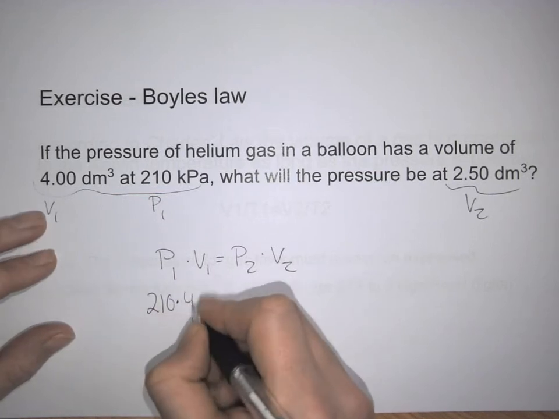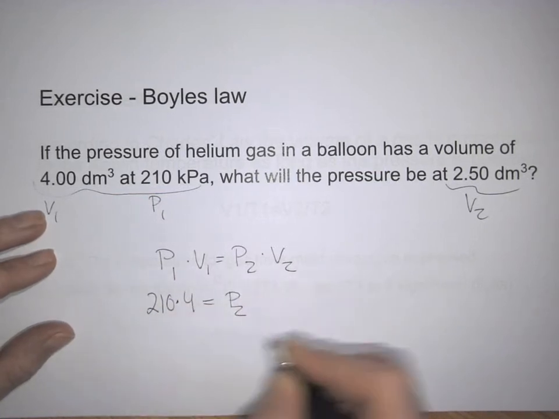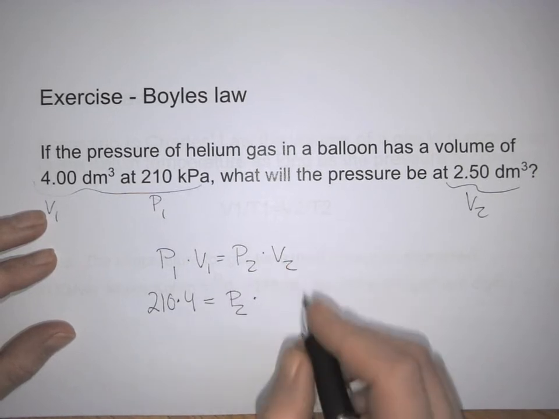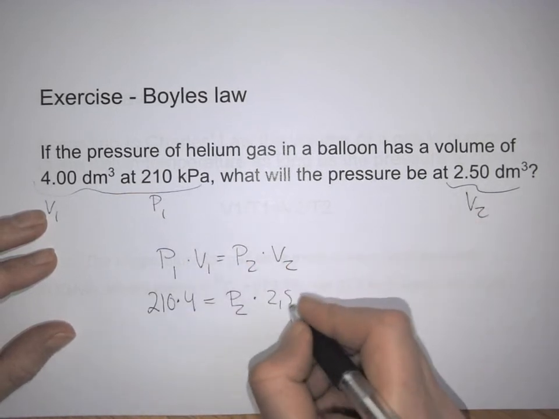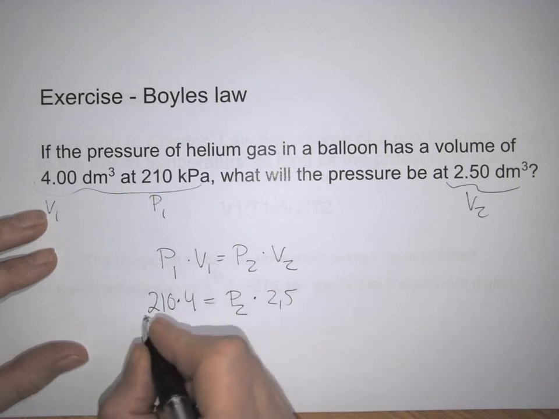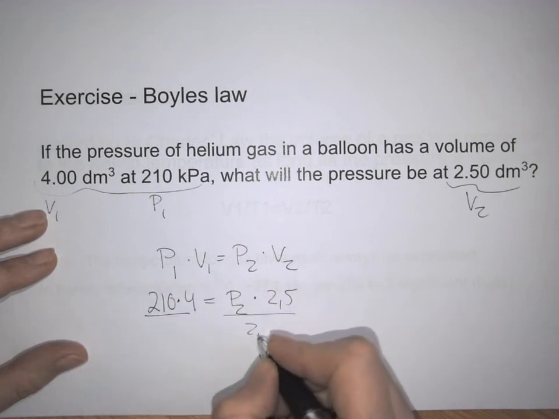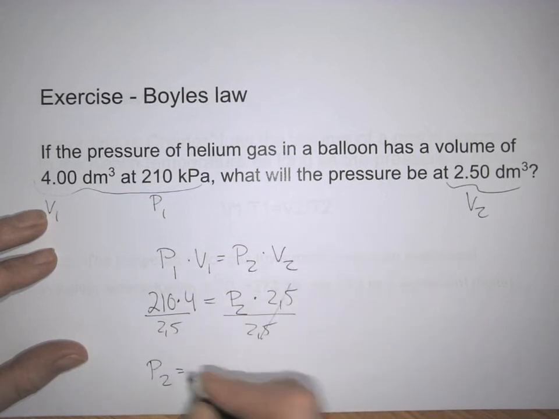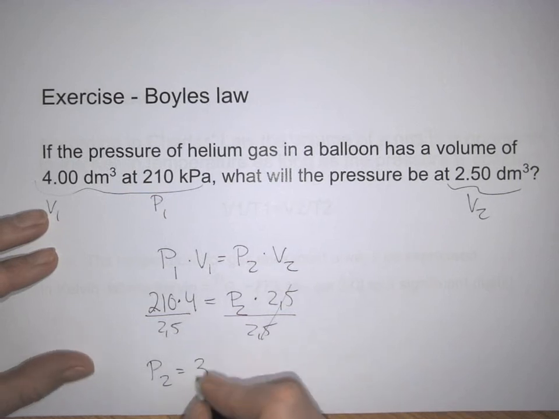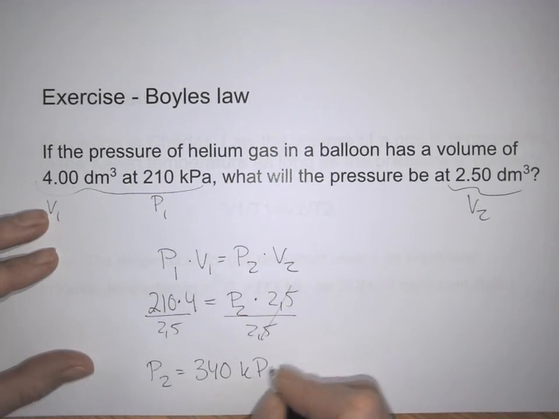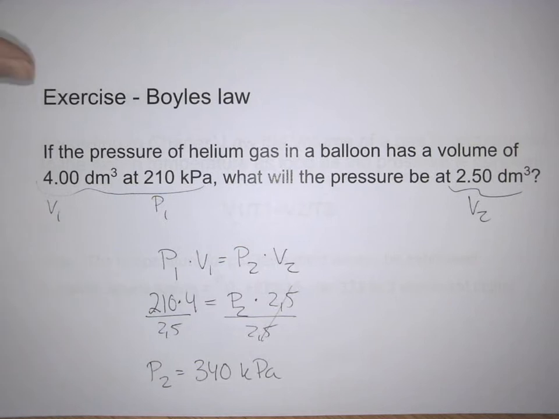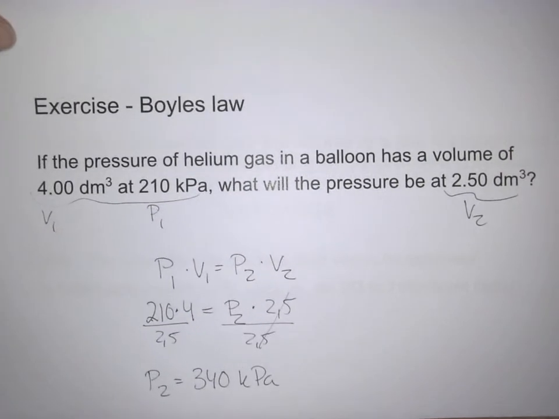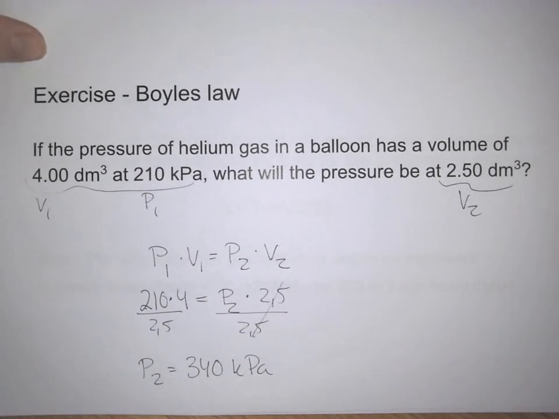And that is 4. You don't know P2, so you just leave that unsaid. P2 you know, that is 2.5. Now you can solve for P2 by dividing this by 2.5 and this by 2.5, that will cancel out. P2 is 210 times 4 divided by 2.5, and that will give us 340 kilopascal. Like this. So that was the result for the exercise when we look at Boyle's law.